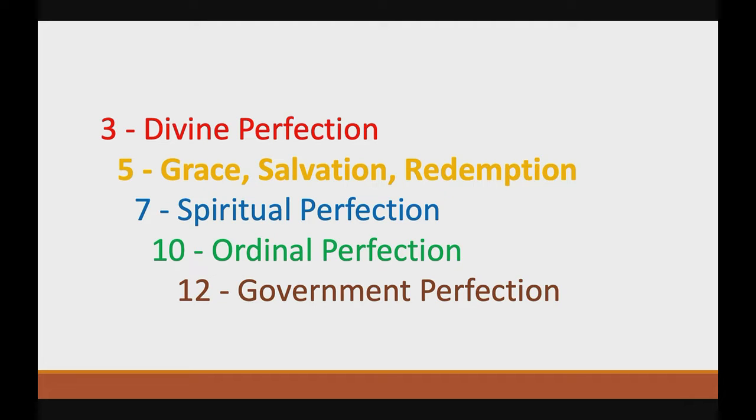Three is divine perfection. Five, salvation, redemption. Seven, spiritual perfection. Ten, ordinal perfection. And twelve, government perfection. About number five, it's grace. What is grace?